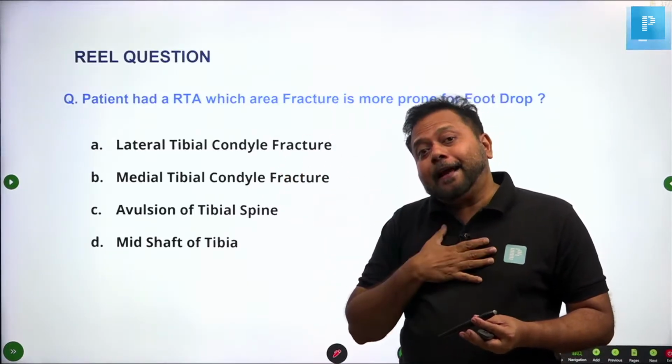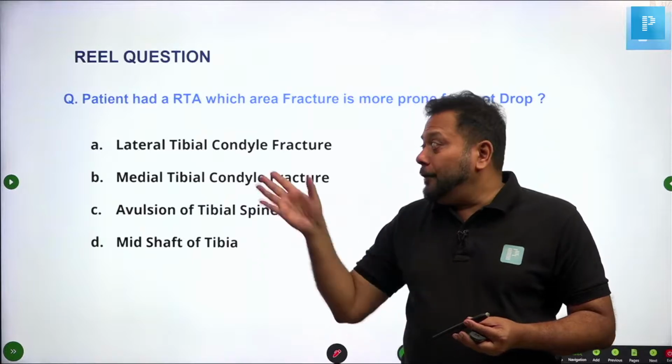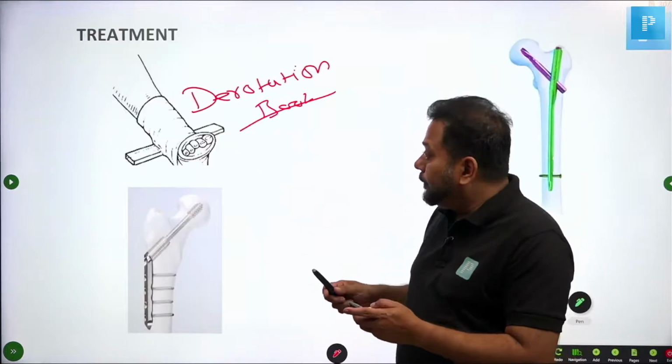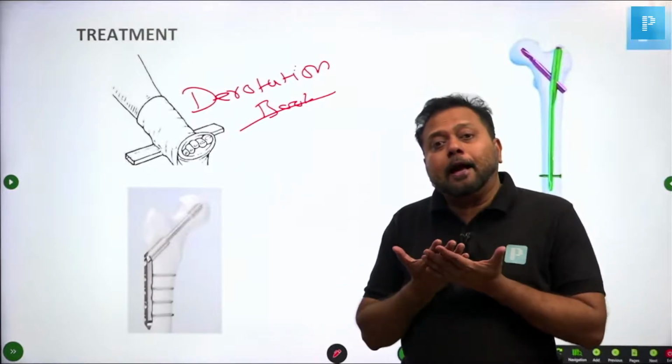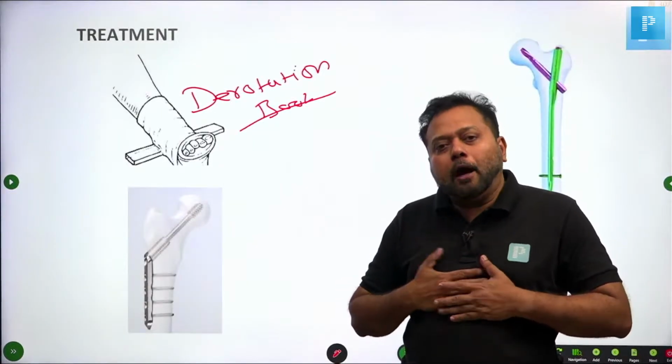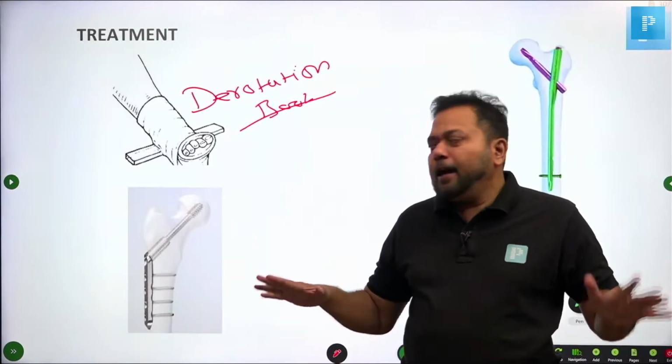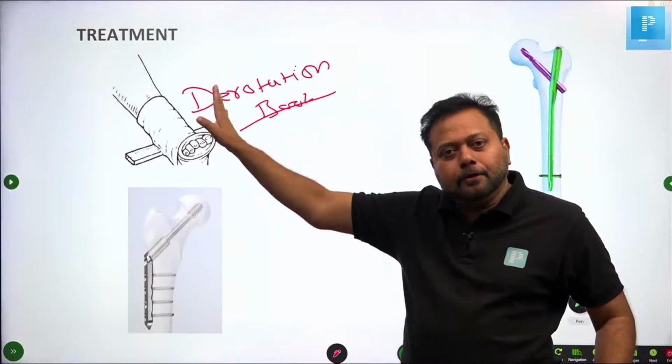And this happens in old individuals. When you don't mobilize them for 45 days, what will happen? Hypostatic pneumonia, bed sores. So this was once upon a time a treatment.